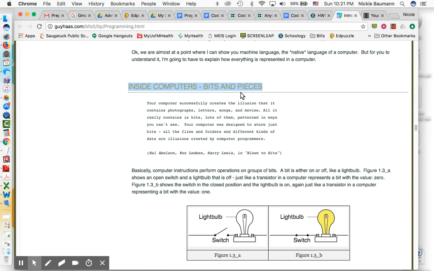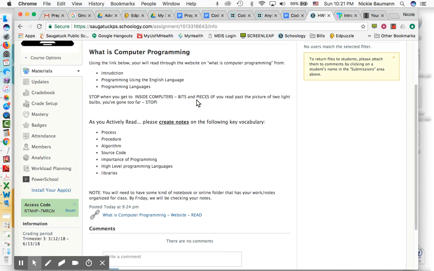"Inside Computers, Bits and Pieces." You can stop there. So I think in the assignment I did put, if you read past the picture of the two light bulbs, you've gone too far. And the goal is for you to do some ahead reading, or some reading on your own, and then take some notes.